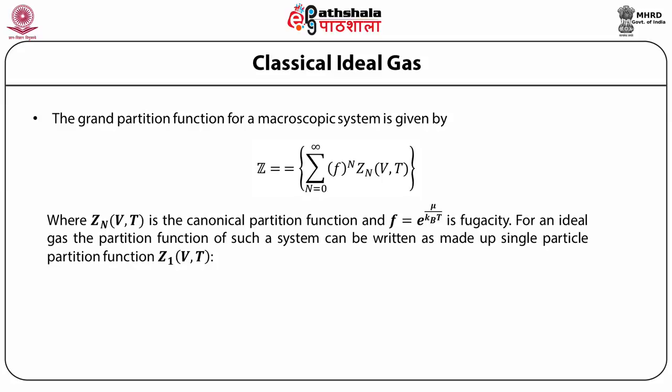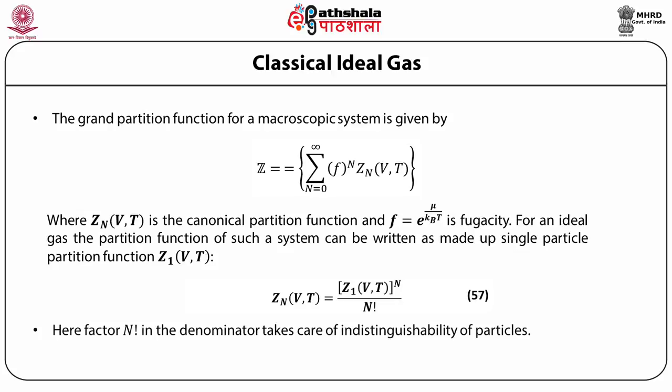For an ideal gas, the partition function for such a system can be written as made up of the single particle partition function Z_1(V, T), so that Z_N(V, T) is equal to Z_1(V, T) raised to the power N divided by N factorial. Here, the factor N factorial in the denominator takes care of the indistinguishability of particles.